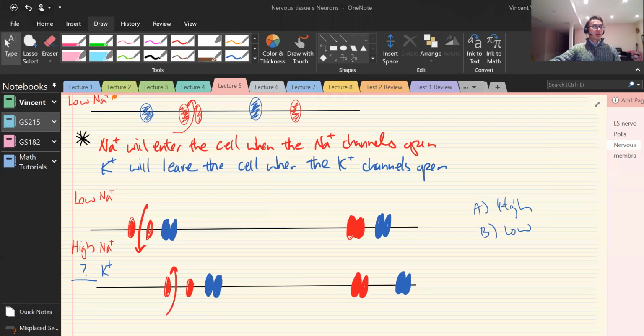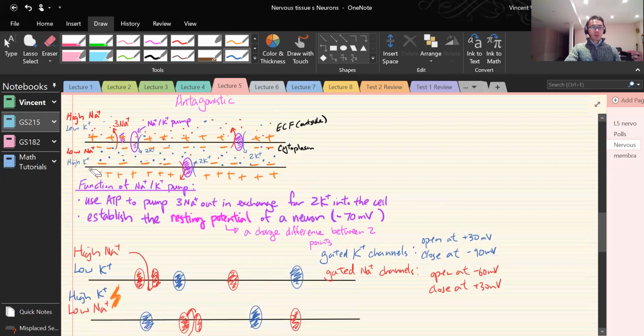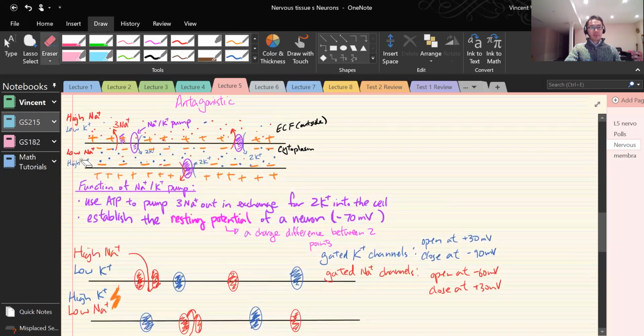All right, looks like we are halfway here. Well, let's take a look at before. Remember all those blue dots, right? The high potassium, they want to go out, right? They really want to go out, but they cannot. Why can't they go out?